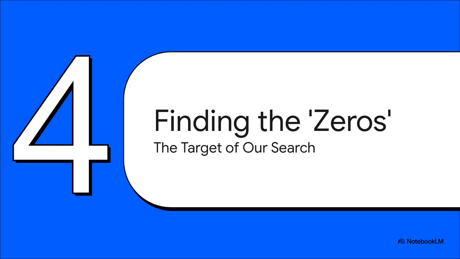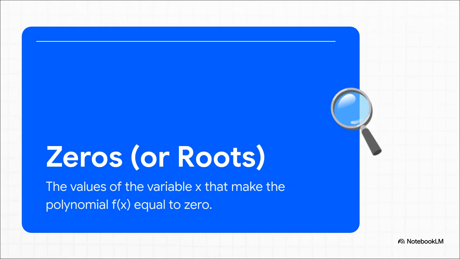So why are we so obsessed with finding these factors anyway? What's the end game? Well, the whole point is to find the zeros of the polynomial. That's the real target of our search. These zeros, sometimes people call them roots, they're just the values of x that make the entire polynomial equal 0. If you think about it on a graph, this is literally where the line or curve crosses the horizontal x-axis. These are super important points in the real world.